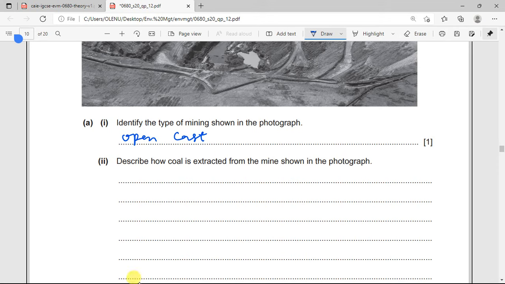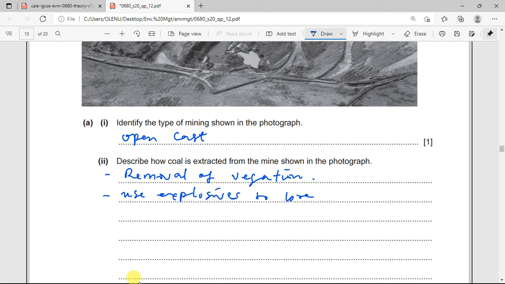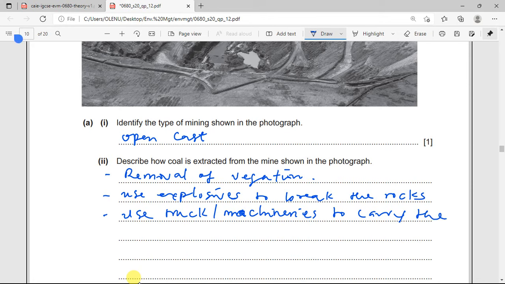Now the next question is, describe how coal is extracted from the mine. So they are asking you to describe how surface mining works. First, you remove the vegetation that covers the area. Then you can use explosives to break the rocks. Once you've done that, you can use trucks, or you can put machineries to carry the coal to industries for processing.